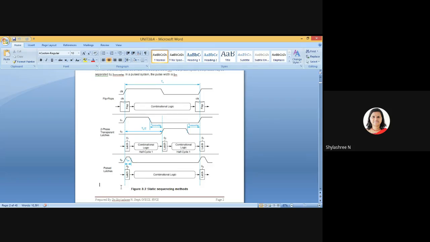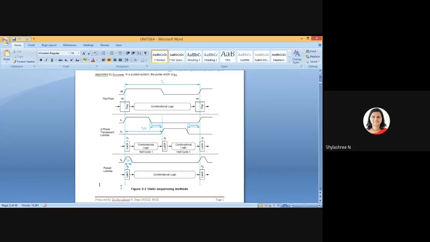So the third method is called the pulsed latch system. The pulsed latch system eliminates one of the latches. In each clock cycle it uses only one pulse, and the remaining time is the off period. We apply a brief pulse to the remaining latch. If the pulse is shorter than the delay through the combinational logic, we can still expect that a token or data will only advance through one clock cycle on each pulse. So this gives just an idea about the three different static sequencing methods.